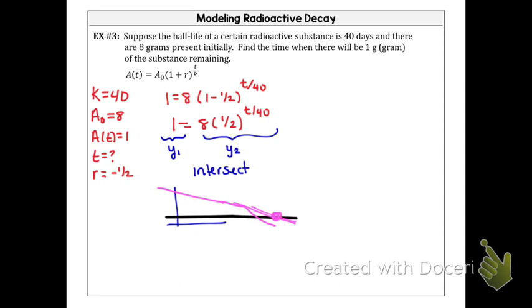So I'm going to go to second, trace, intersect, hit enter 3 times. And it tells me that this point right here is at 120, 1. And so we want to know that x value, because that's what we put in for t. And so that's going to be at 120 days. So at 120 days, 1 gram remains.